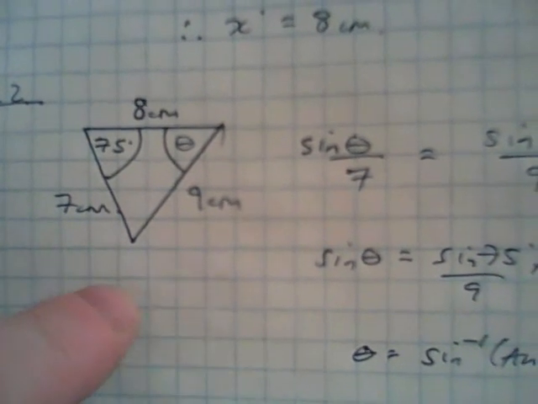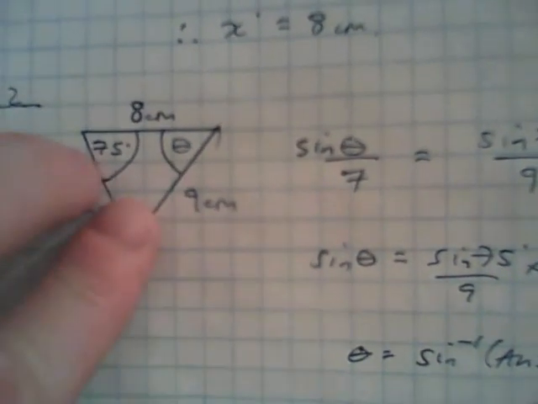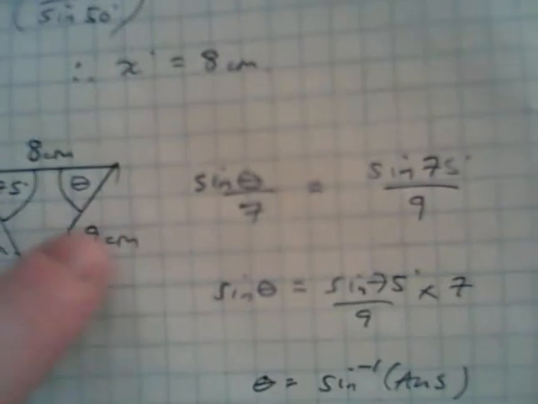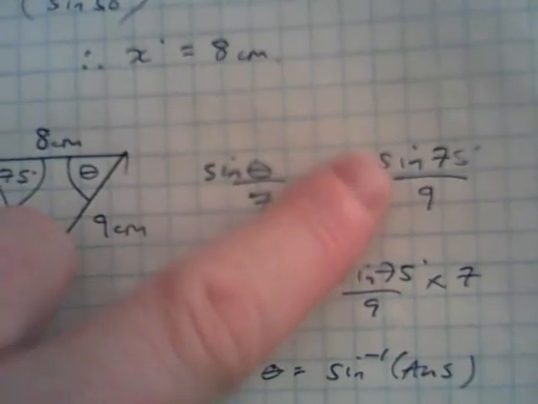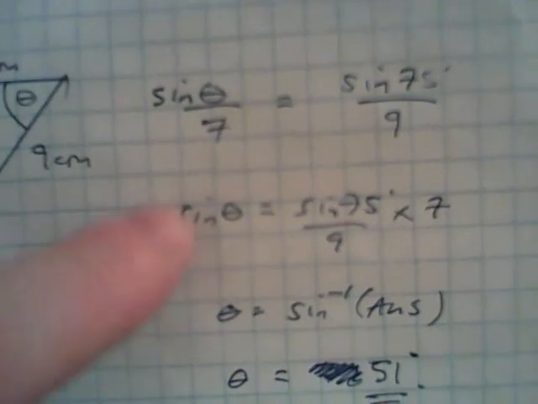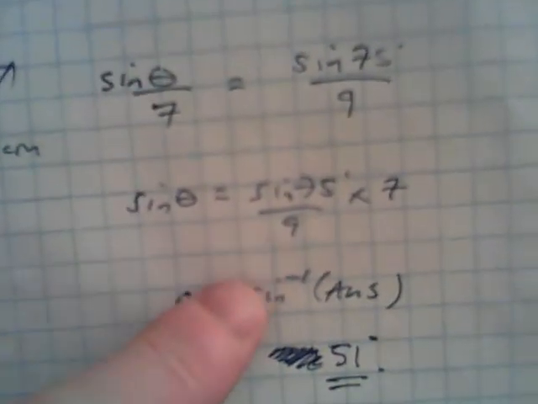Now in order for this to work, I need another matching pair. So there's my matching pair, 75 degrees and 9 centimeters, or whatever it is. So I'll put those together: sine 75 over 9. And again, it's either cross multiplication, or in this case, I've just got to multiply by the 7 up here. So I've done that there.